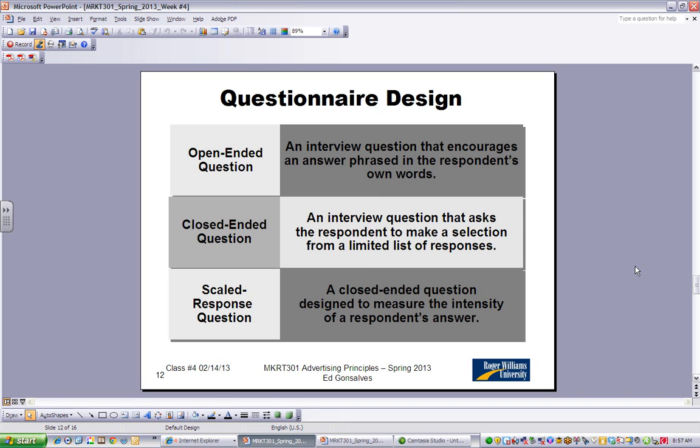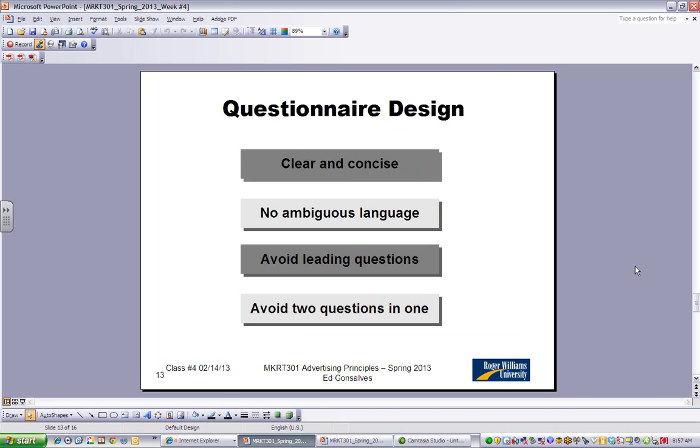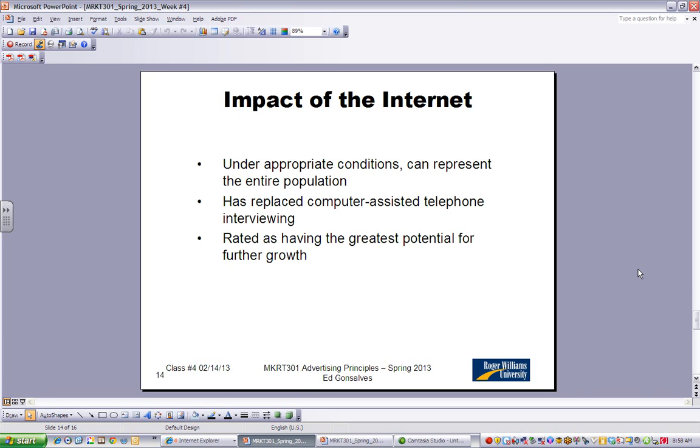Designing your questions is very important. Here's an example of open-ended, closed-ended, or scaled response, and those questions can make a big difference in the kind of information you get from your primary research efforts. So you make sure that when you design a questionnaire, it's clear and concise. Nothing's ambiguous. You try to not give people leading questions because you want unbiased, open answers, you want people to really tell you what's going on. And then you try to make sure that you don't build multiple questions into one.